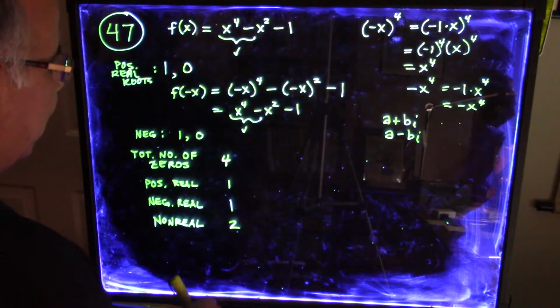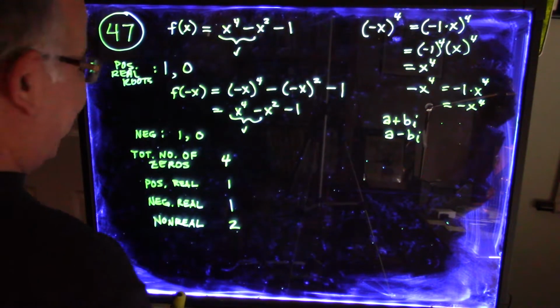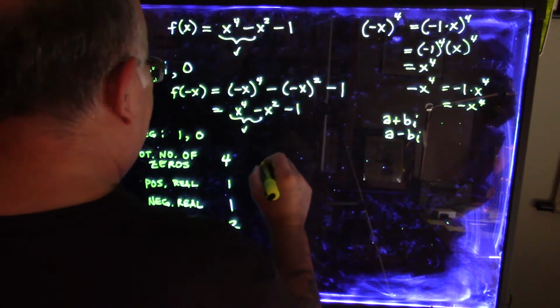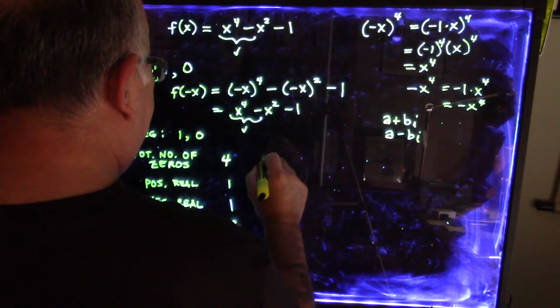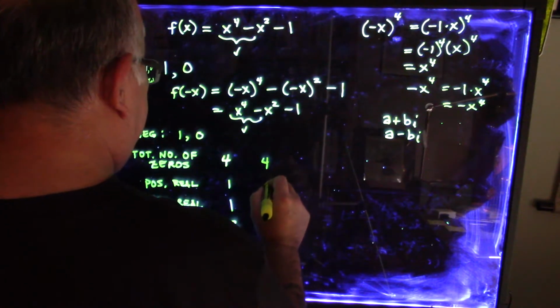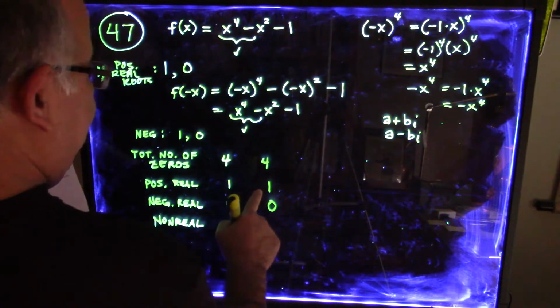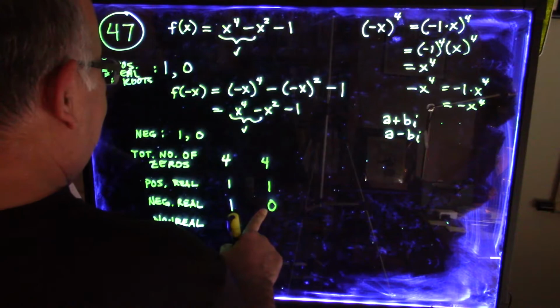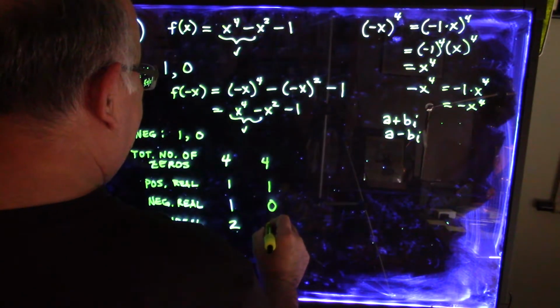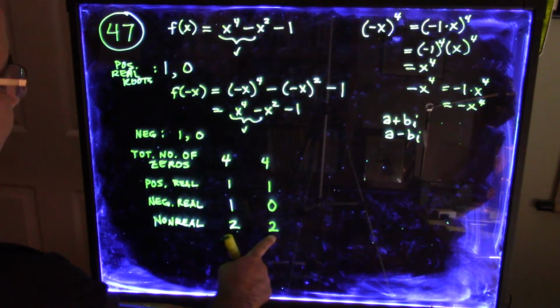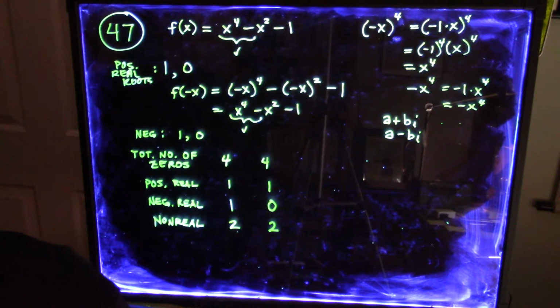If you have at least one, you know there's going to be another one. So we could have 1 positive, 0 negative, and that means 1 plus 0 is 1 real root, and there can only be a total number of 2 non-real roots. You could either have 2 or 4, but then that would leave that out.